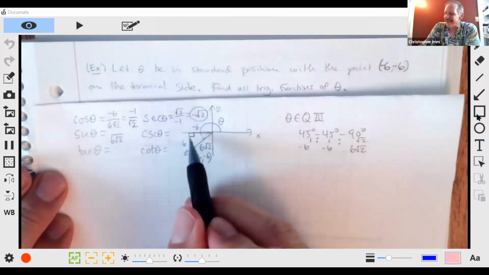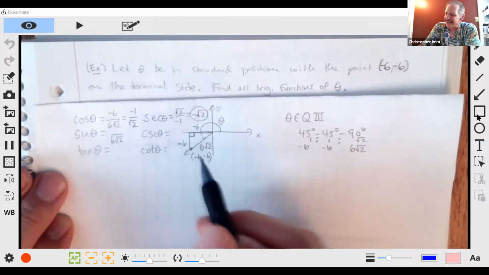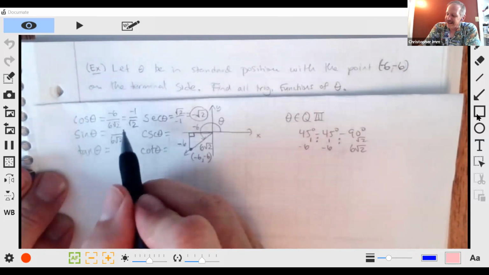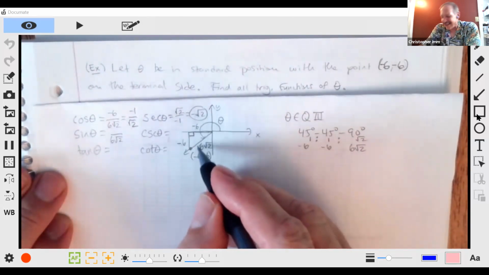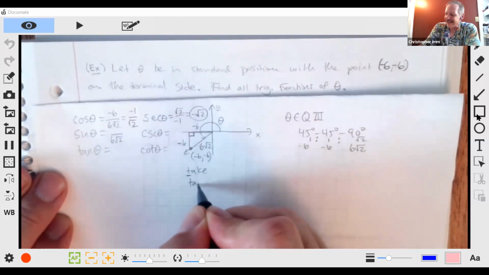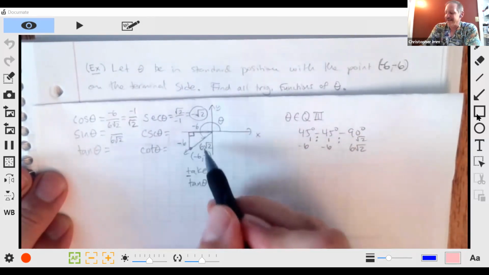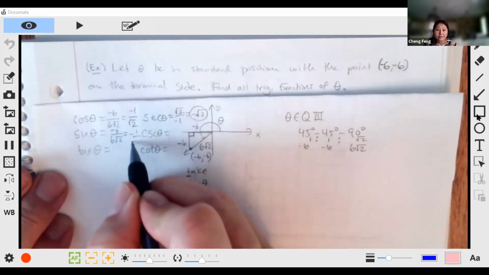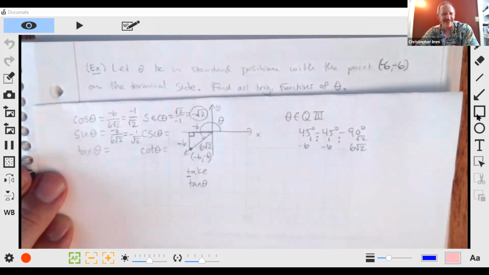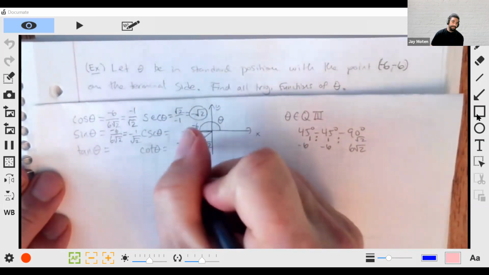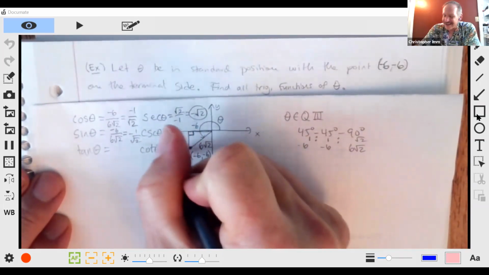So let's look at sine. I think I erased that negative there. If we're at -6, then I like to think of it as All Students Take Calculus, so the only one that should be positive here is tangent. So here we'd have -6 over 6 root 2. That's a -6. There you go. So it's going to be exactly the same as cosine. Nice job. Cotangent is -6 over -6, which simplifies to 1. Okay, cotangent is going to be 1. I agree.